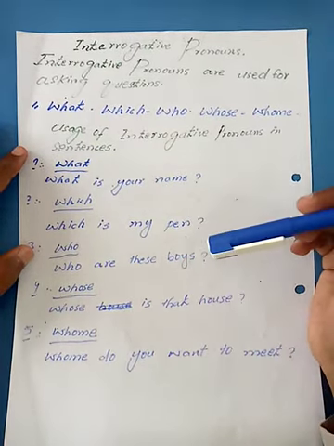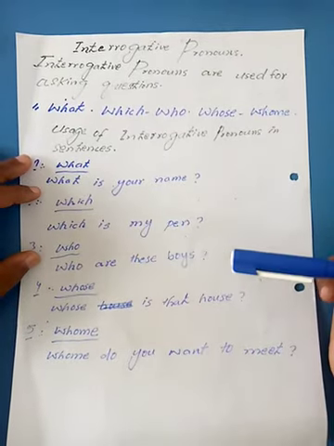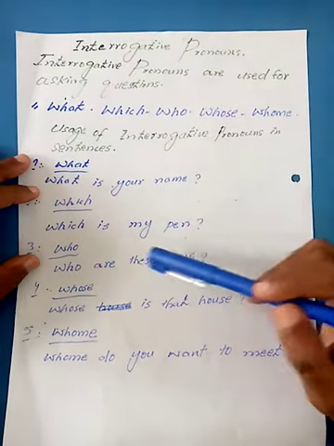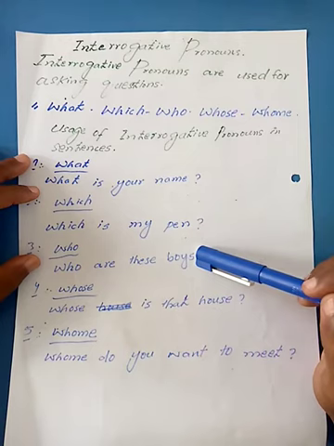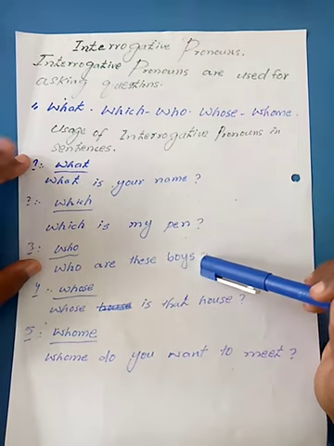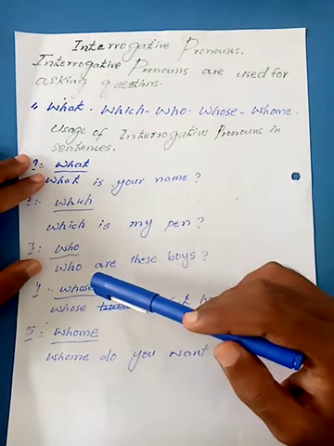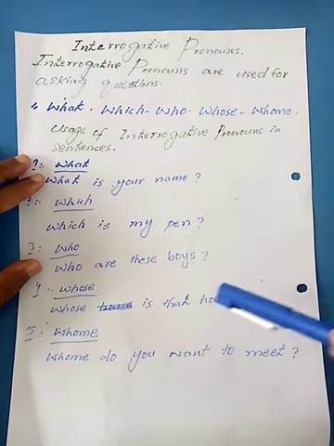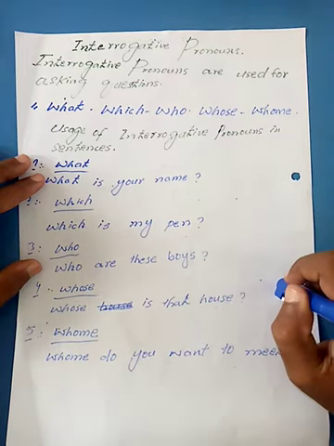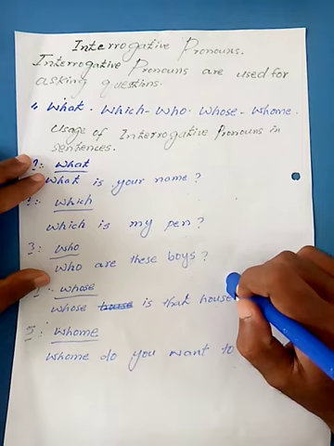Who means kaun in Urdu. So who are these boys? Ye ladke kaun hain? Okay, number 4, whose. Whose is that house? Ke wo ghar kiska hai?